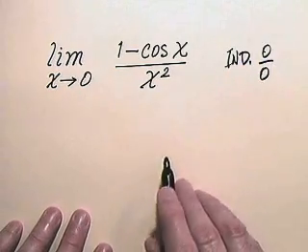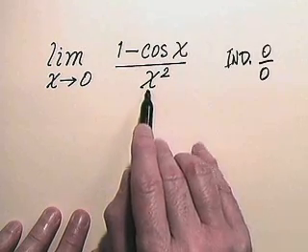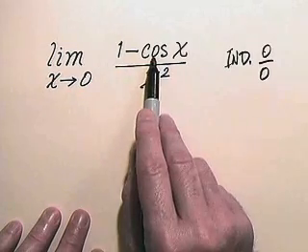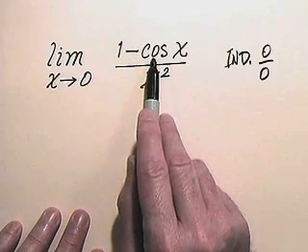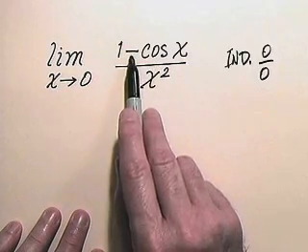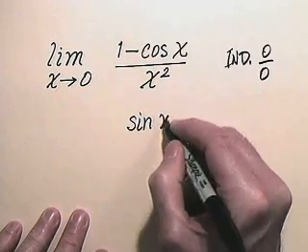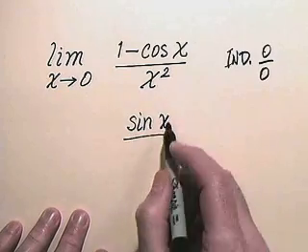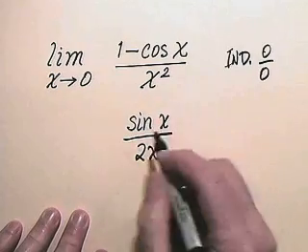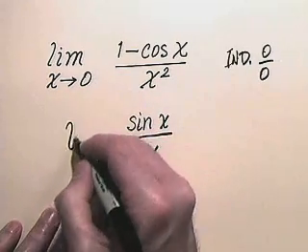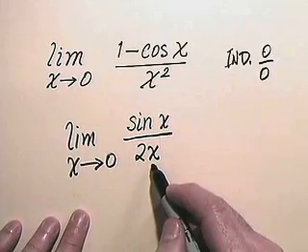So L'Hopital's rule says, well, we can differentiate the numerator and differentiate the denominator and try taking the limit again. The derivative of the numerator is, well, derivative of 1 is 0. Derivative of cosine x is negative sine, so the derivative of negative cosine x is positive sine. So the numerator becomes, after differentiation, sine of x. Derivative of x squared here is simply 2x. And so now I want to take the limit as x approaches 0 of sine x over 2x.